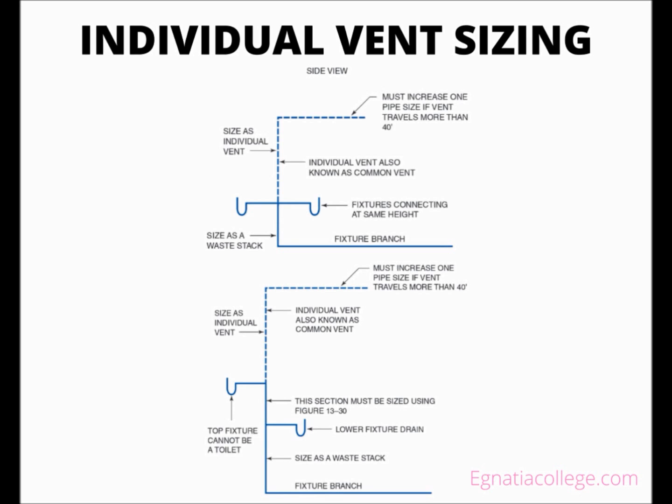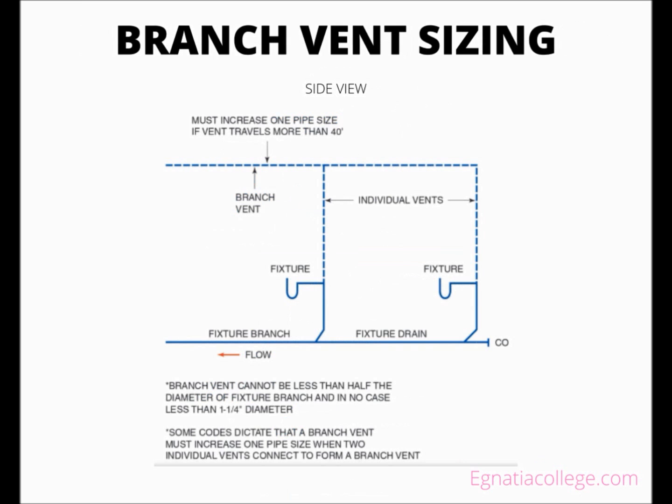The IPC has a designated chart for common venting sizing and DFU load, but the UPC does not. The UPC identifies the regulations as vertical wet venting and does not allow less than 2-inch pipe to be used. Branch vent sizing.